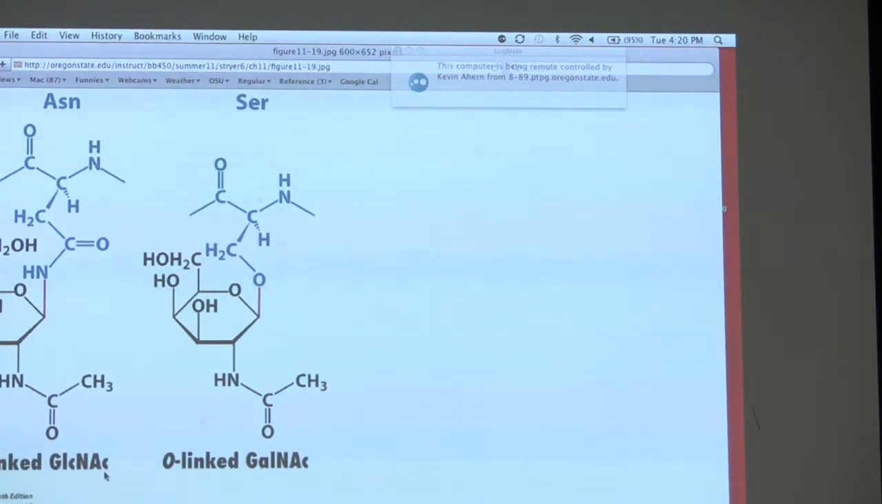N-acetylglucosamine. So N-acetylglucosamine would be found in N-linked glycoproteins. There's the linkage. And then the other portion of the glycoprotein, the oligosaccharide, would be down over here. But when we see N-linked, we will see it linked through an asparagine as we see right here.